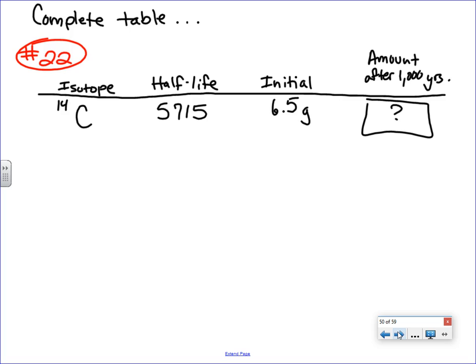Radioactive decay. Complete the table for the radioactive isotope. Well, they didn't tell me anything. They did. Radioactive what? Decay. Wait! There's a model for that. Isn't there? Decay. Y equals.